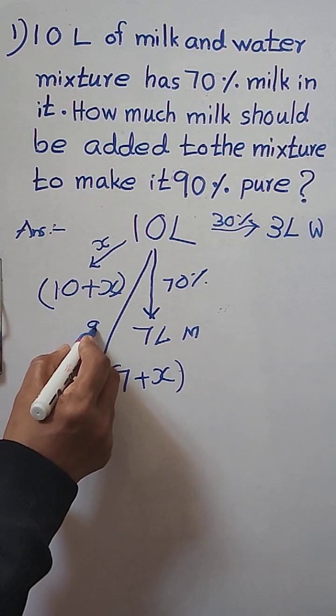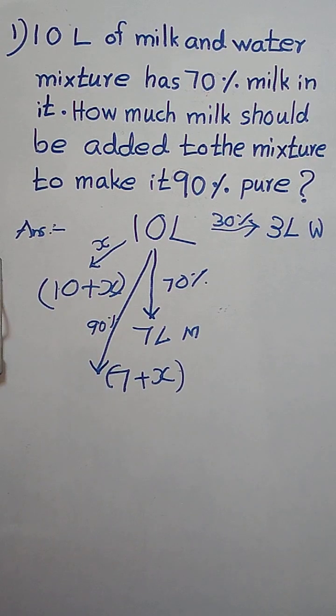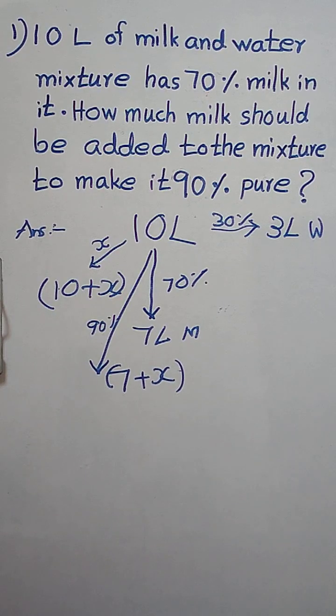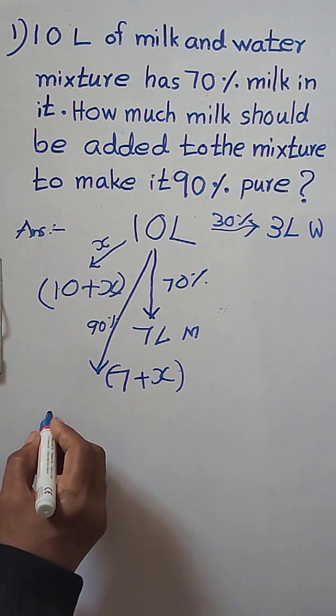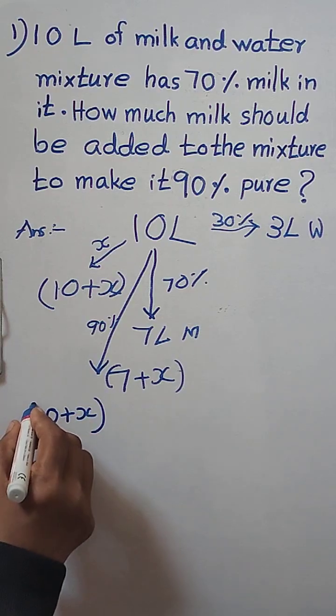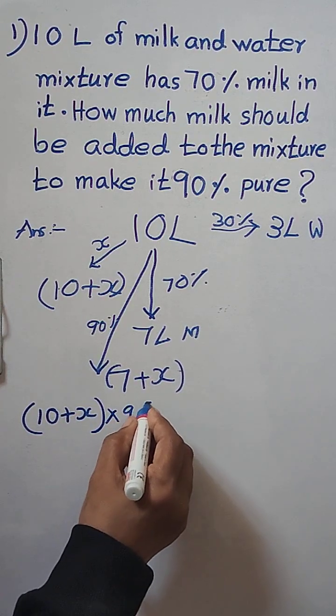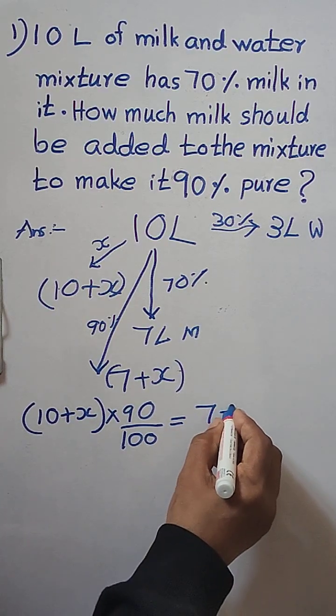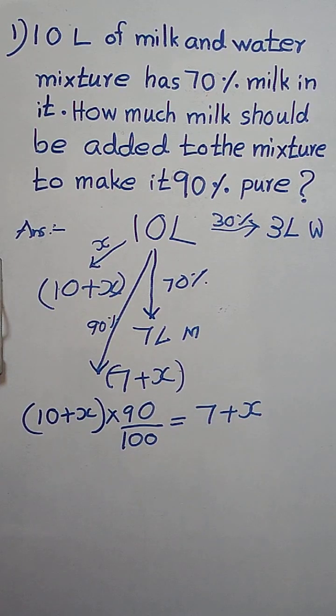This will be 90%. That is, 90% of 10 plus X is 7 plus X. That is the equation we are going to solve. 10 plus X into 90% is equal to 7 plus X. Now derive this equation to get the value of X.